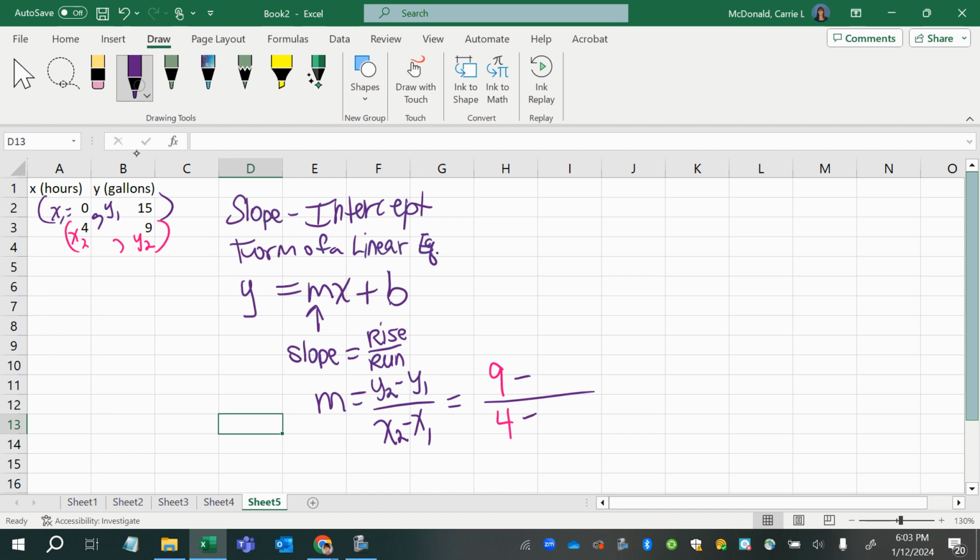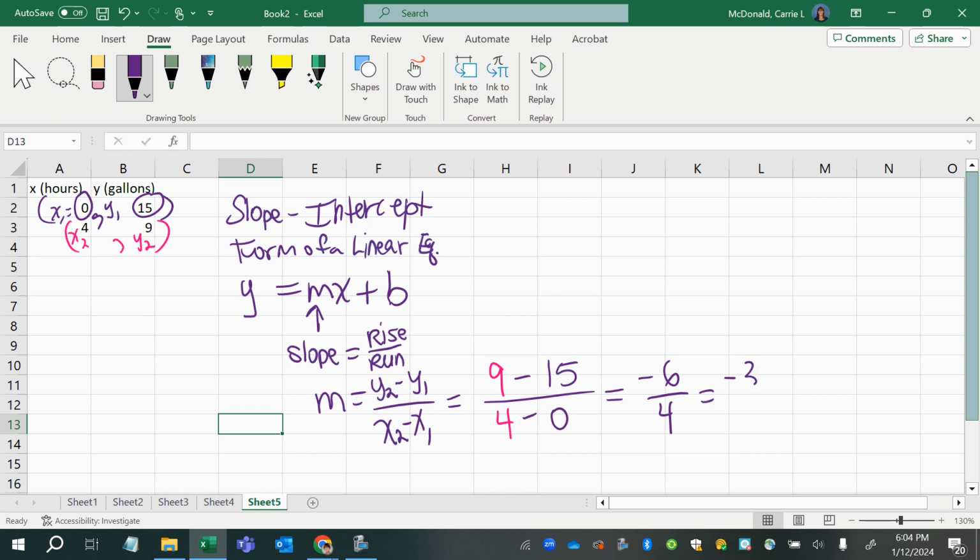On top, I'm going to use the y value of the first given point, 15, and in the bottom, its partner, the x value of the first given point, which is 0. Now we just simplify and we'll be pretty much done here. So 9 minus 15 is negative 6. 4 minus 0 is just 4.